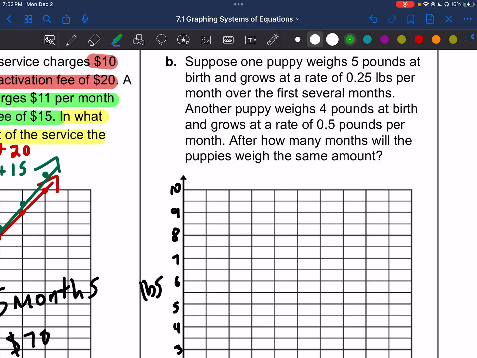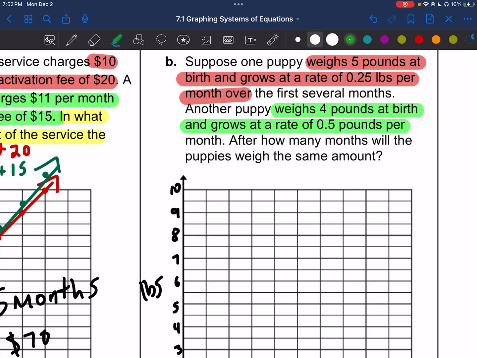So our second example, we have one puppy that weighs 5 pounds at birth, and it grows at a rate of 0.25 pounds per month over the first couple months. We have a second puppy, and the second puppy weighs 4 pounds at birth, and it grows at a rate of 0.5 pounds per month. After how many months will the puppies weigh the same amount? So we want the intersection point of where the puppies are going to be.